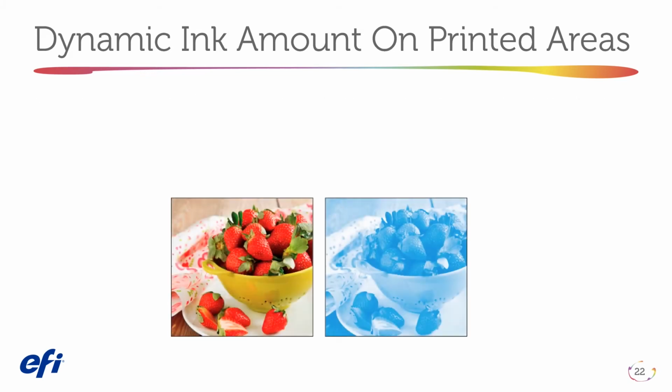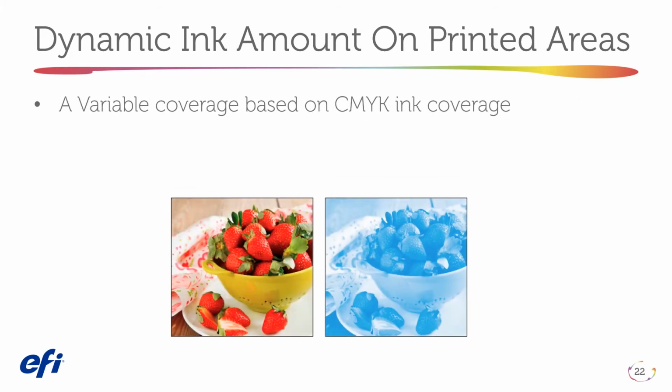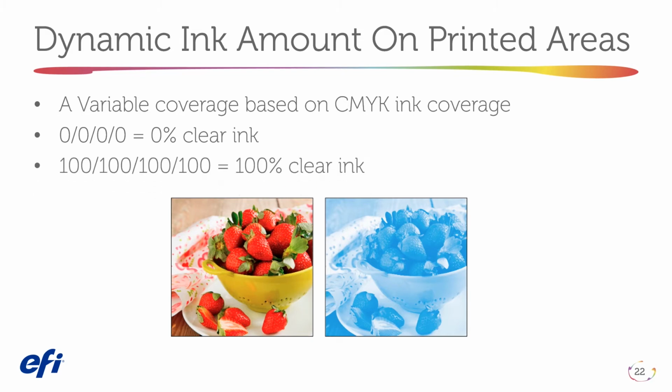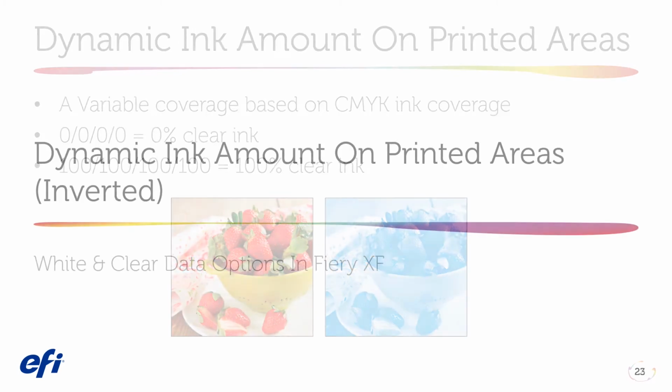Dynamic ink amount on printed areas is a variable coverage based on CMYK ink coverage as seen here, where 0000 equals 0% clear ink and 100, 100, 100, 100 of CMYK equals 100% clear ink.